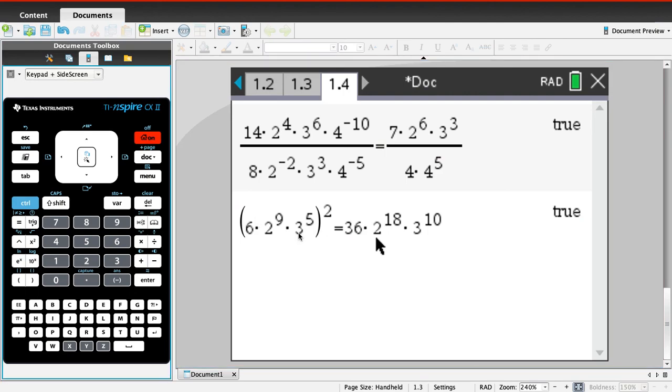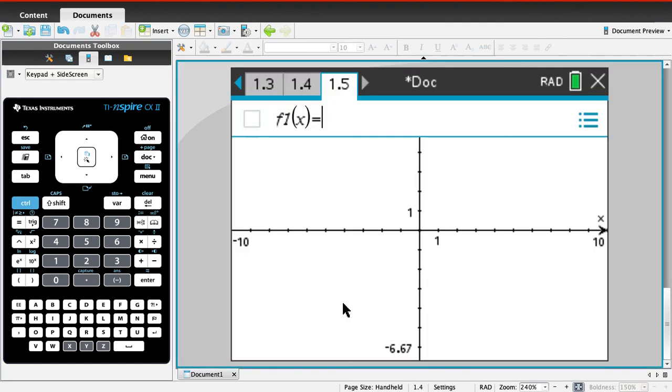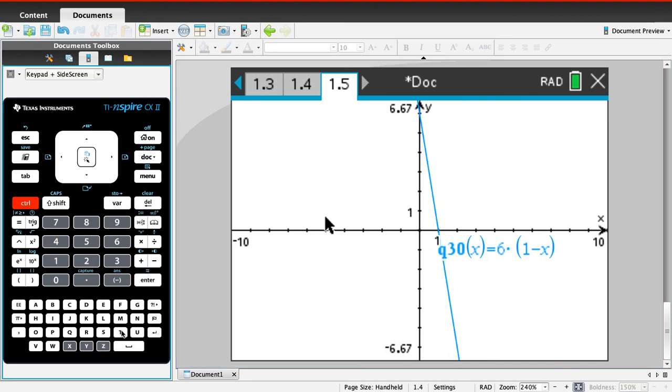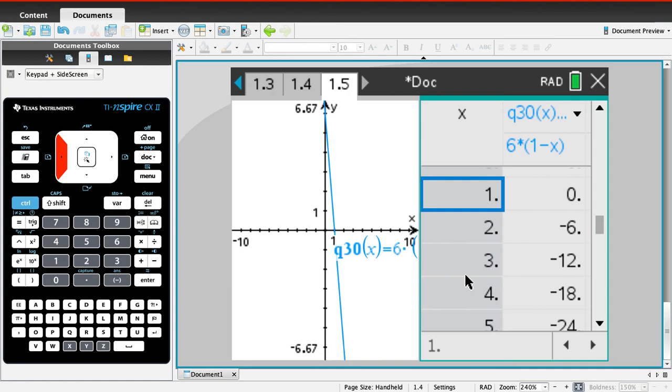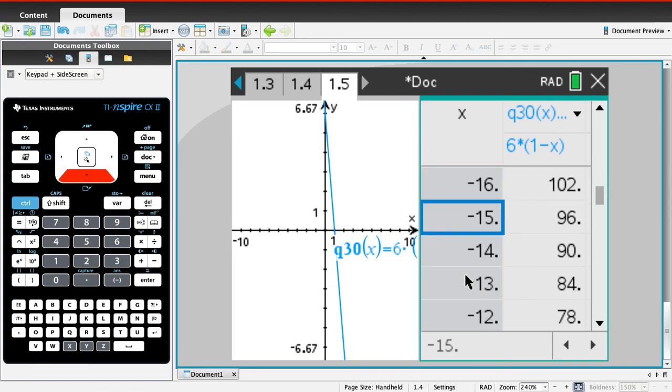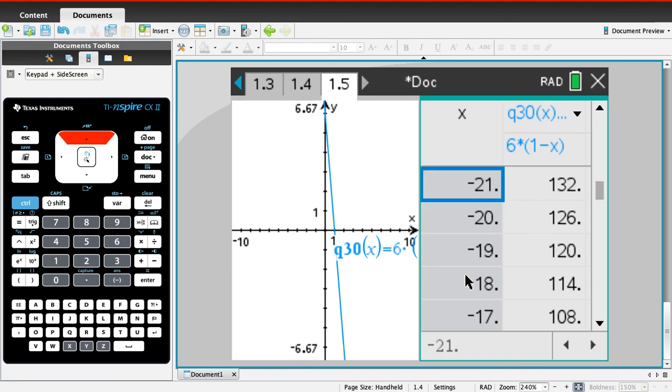So I'm going to go ahead and head over here. I'm going to go to my graph, and this was problem number 30. And this is 6 parentheses 1 minus x. Okay, I graphed it. I can look at the table, Control T, and I can look for those x values, right? So -8, -15, etc., etc. But let's say they were asking you to plug in a crazy number, like -4,000, right?